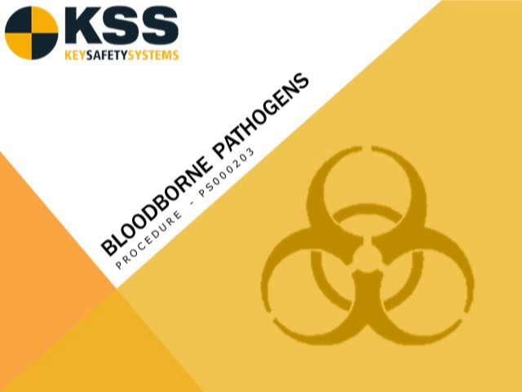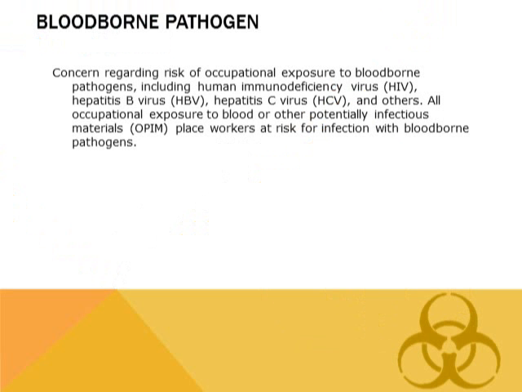Key safety systems, bloodborne pathogens, procedure. Concern regarding risk of occupational exposure to bloodborne pathogens, including human immune deficiency virus, HIV, hepatitis B virus, HBV, hepatitis C virus, HCV, and others. All occupational exposure to blood or other potentially infectious materials, OPIM, places workers at risk for infection with bloodborne pathogens.